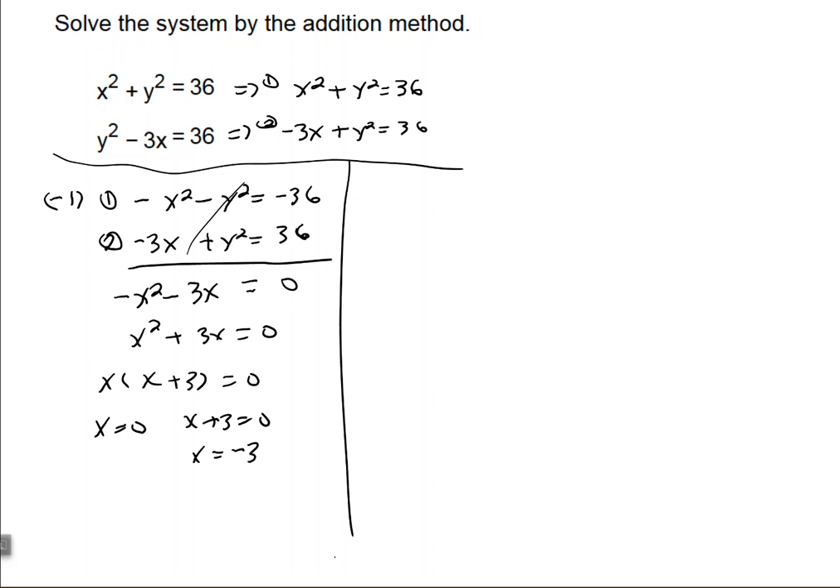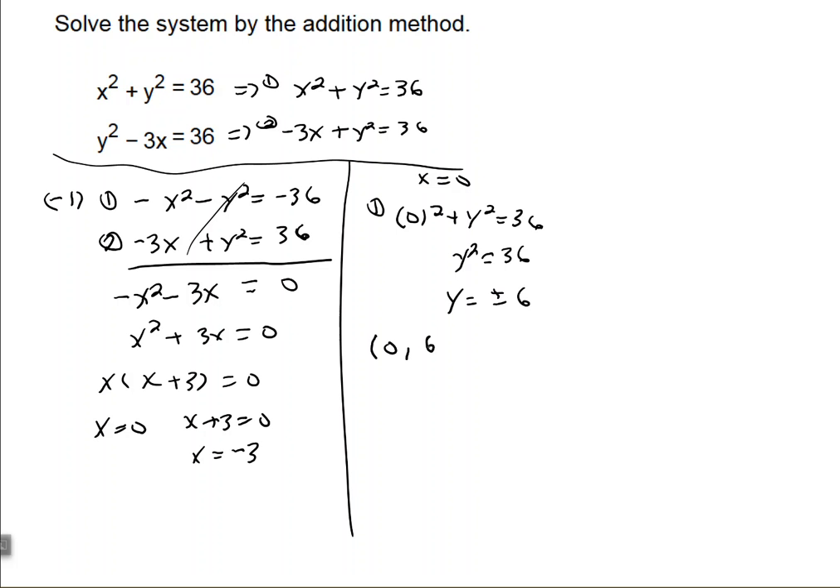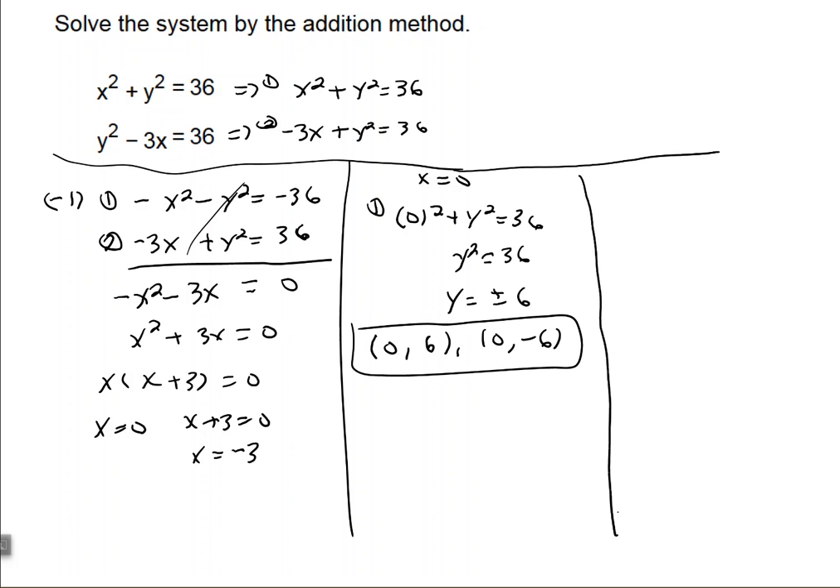Okay, as we've done with the previous problems, we need to find the y coordinates that go with each one of those x coordinates. So using equation 1, when x equals 0, then 0 plus y squared equals 36. Y squared equals 36. Take the square root of each side. Y will equal positive and negative 6 when x is equal to 0. Again, to check those solutions, you would check it back into the other equation. So you could check this back into the second equation to make sure that it makes a true statement.